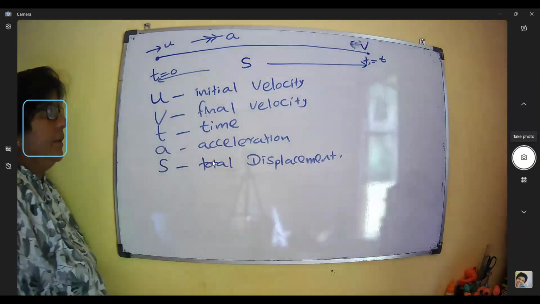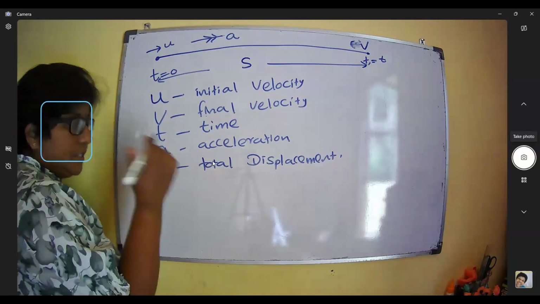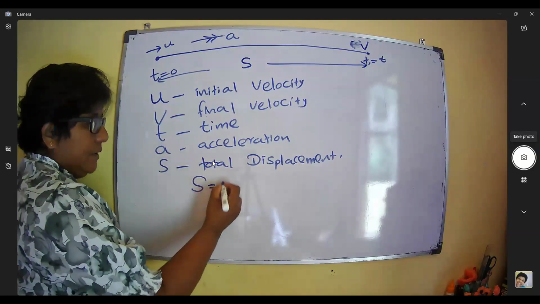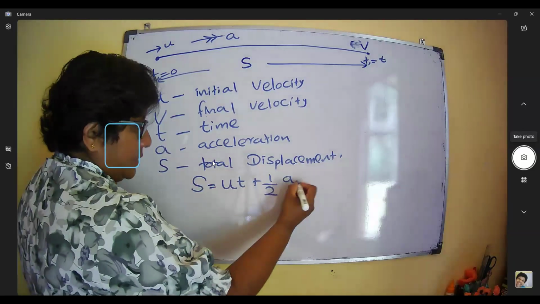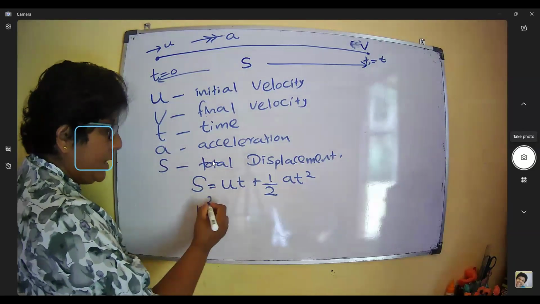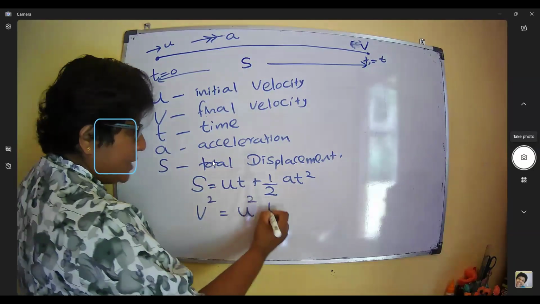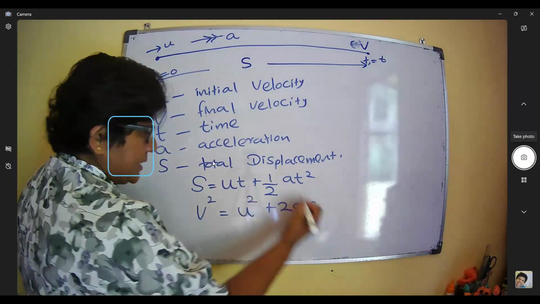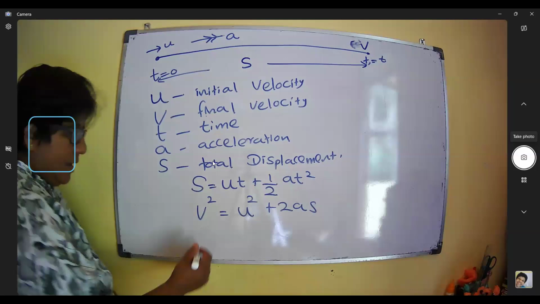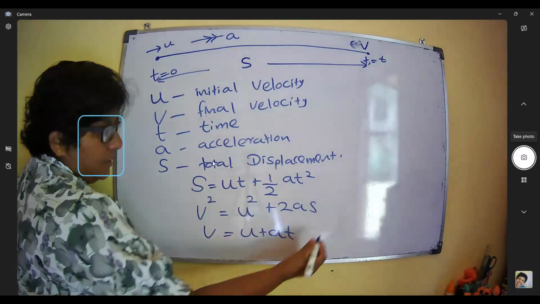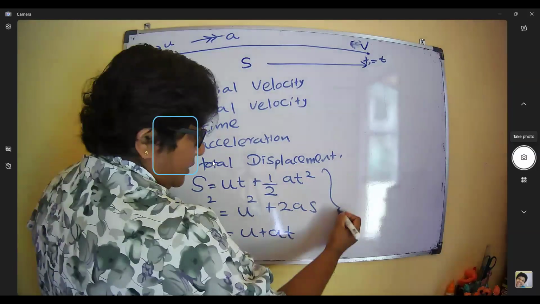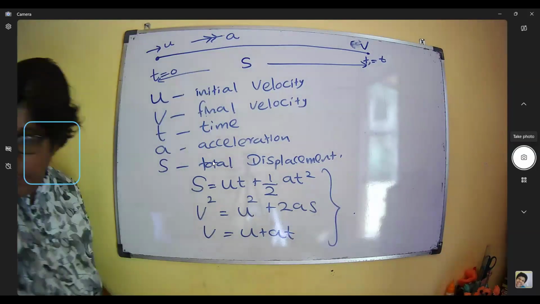Total displacement, right? Then we can write the kinematic equation set. S equal ut plus half at squared, and v squared equal u squared plus 2as, right? Another one, v equal u plus at. You can easily remember this, right?